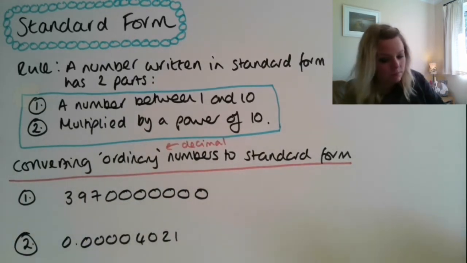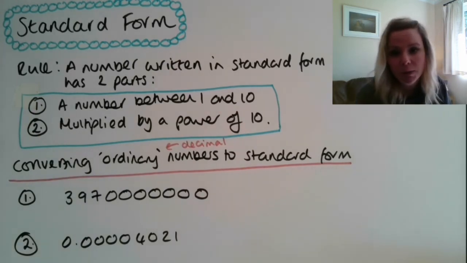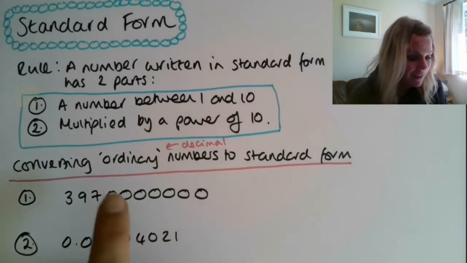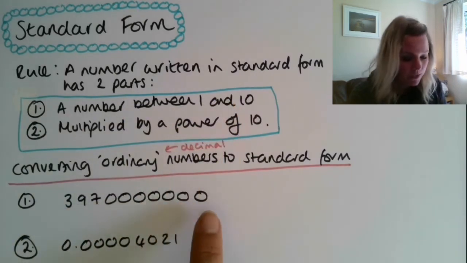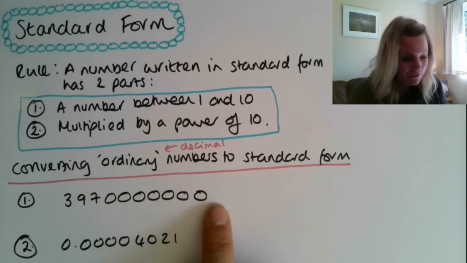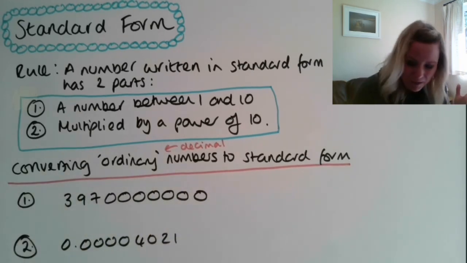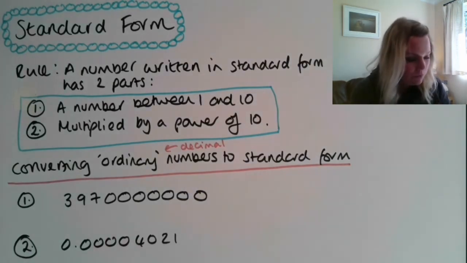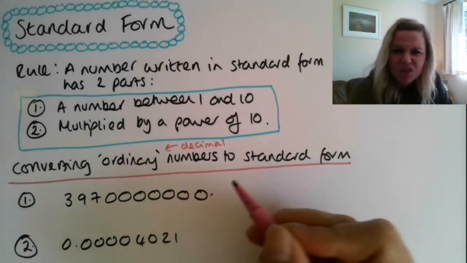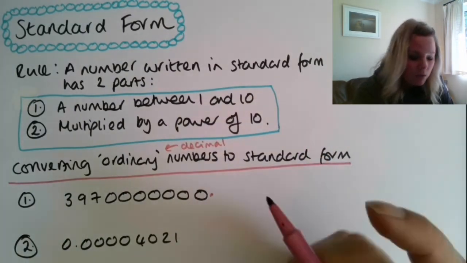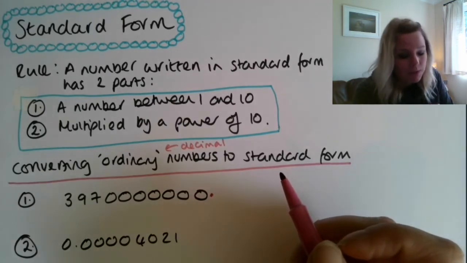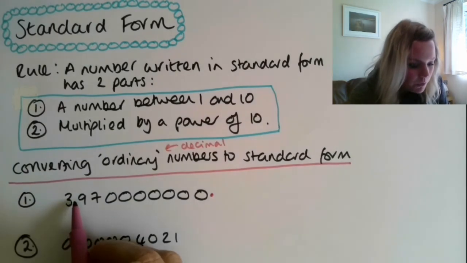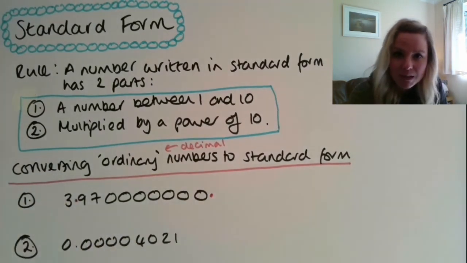Now, whenever we're doing this work with standard form, it's all about seeing how many places the decimal point has moved so that we can write the number as a number between 1 and 10. So we've got, first of all, this big number here. Now, because there's no numbers after the decimal point, we haven't written the decimal point in. That's just not what we do. So the decimal point here is here. It's just that if there's nothing after it, we don't tend to write it in. So if I was to write this number as a number between 1 and 10, multiplied by a power of 10, then my decimal point would have to be here to make this 3.97.